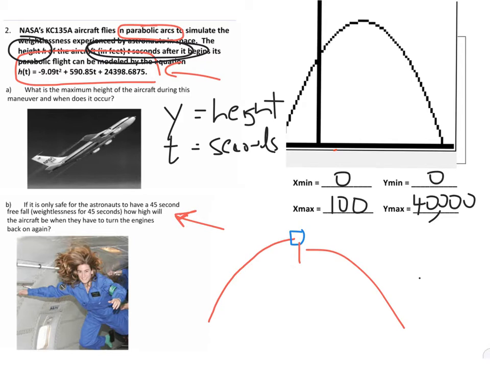I mean, NASA is flying this aircraft up in the air, so they're not going to be going about 10 feet up in the air. And it looked like the biggest number I saw was in that 40,000 mark, so that's the viewing window that I chose to use. Now to calculate the maximum height, again, I'm going to go to second calculate and option 4 for maximum.